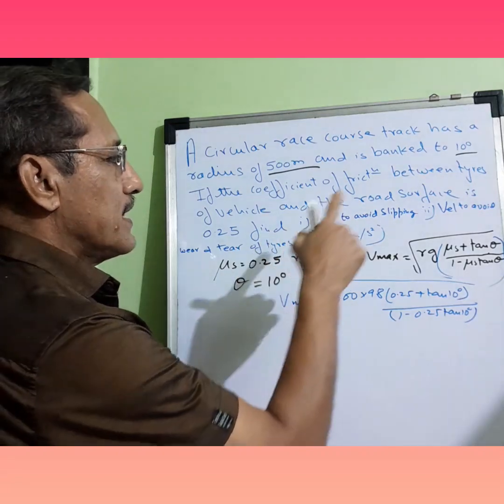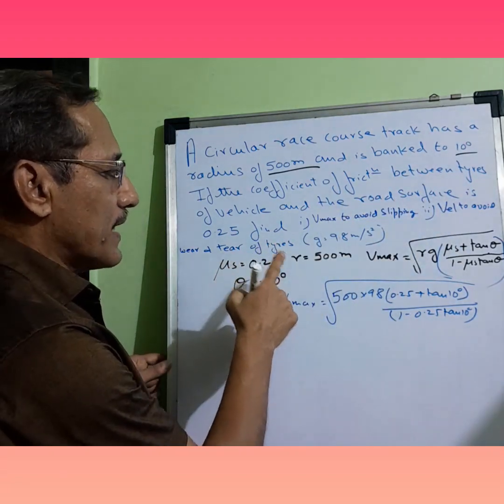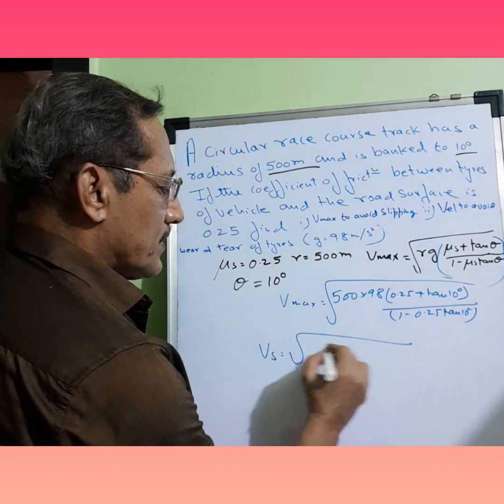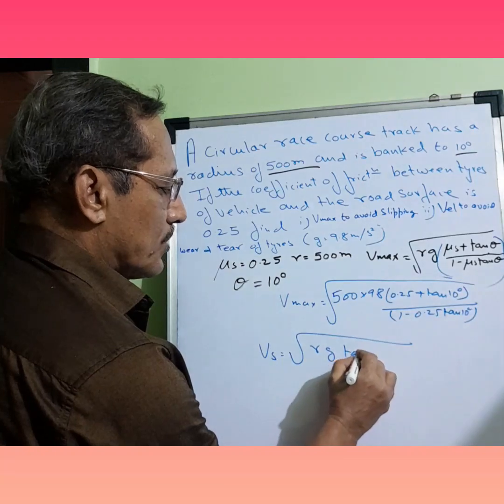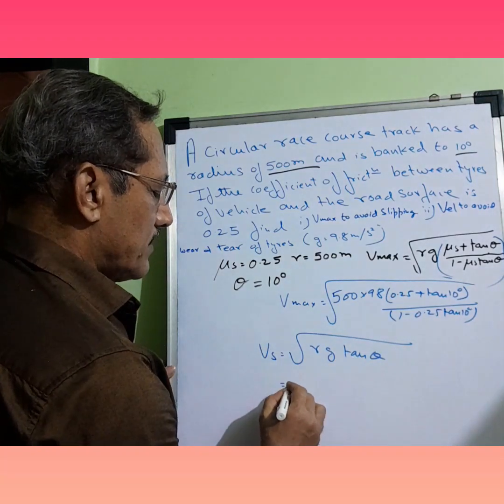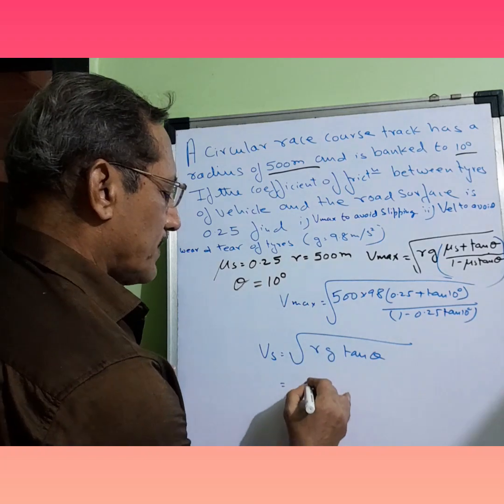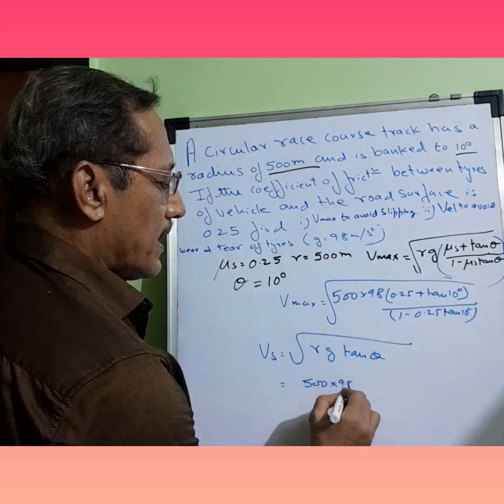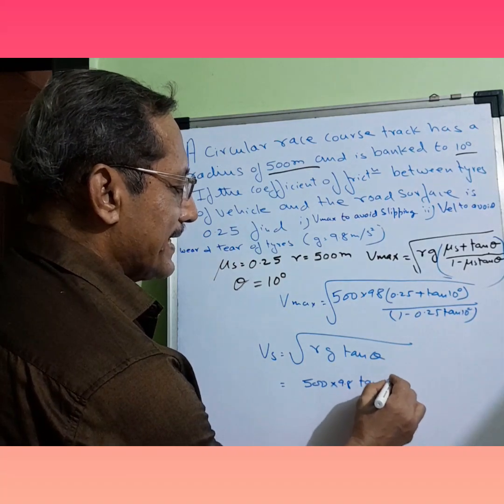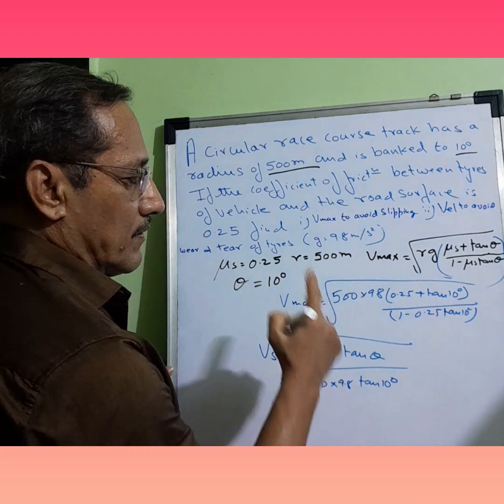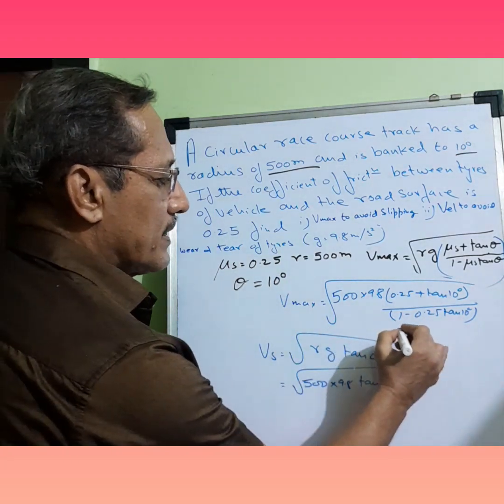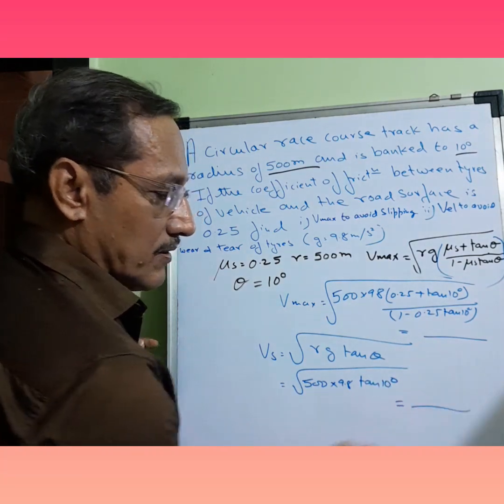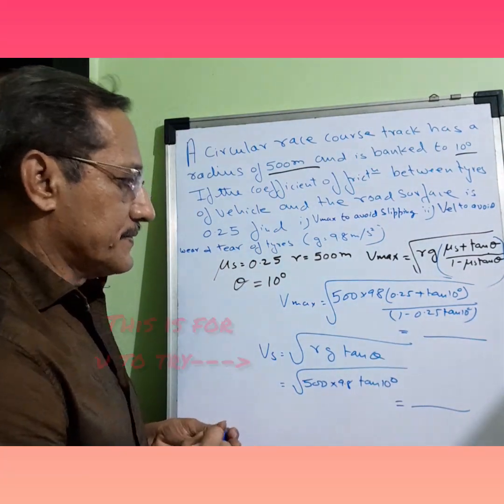Now when we intend to find velocity to avoid wear and tear of tires, that is actually safe velocity, which is equal to root of Rg tan theta. So we just substitute that. R we know is 500, G again is 9.8, and tan of 10 degree. So just check out how do we get this by log and how do we get this by log, which is following.